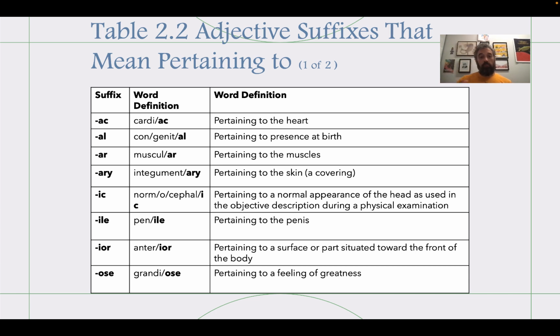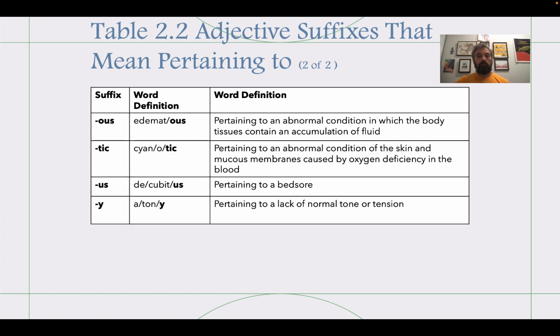Essentially, if you look at all of these, you can see specific types of suffixes that are used for creating an adjective. So it's different ways of pertaining to all of these different things. There's even more.